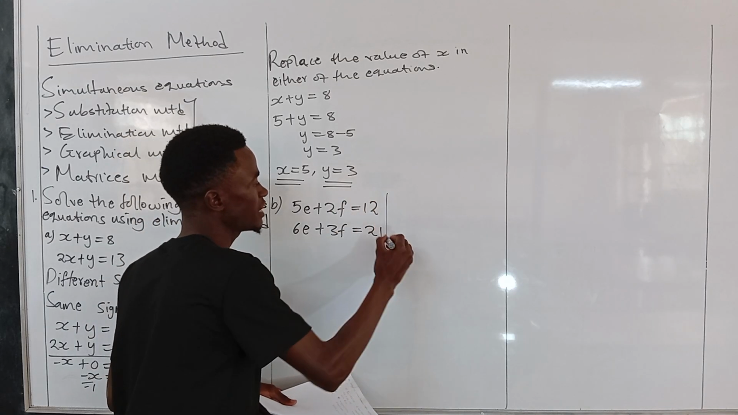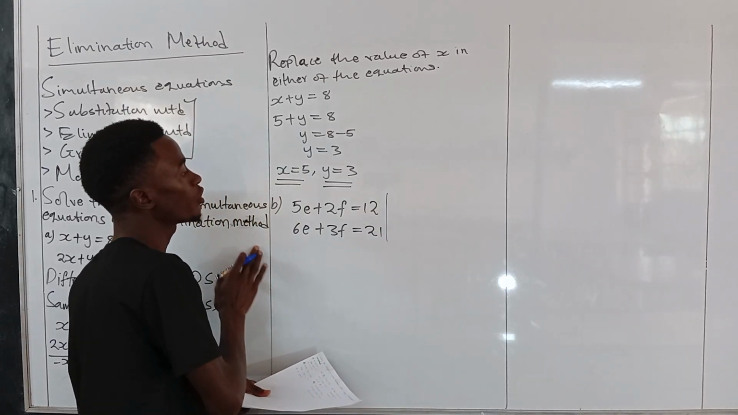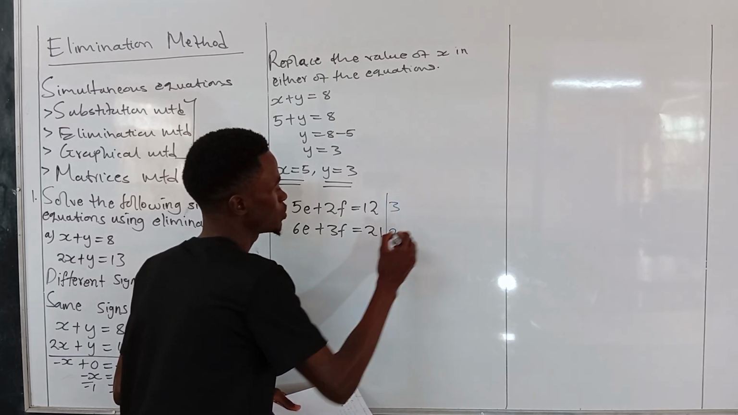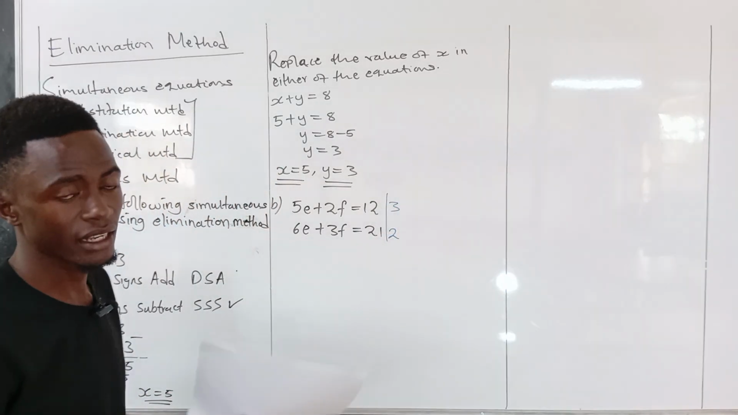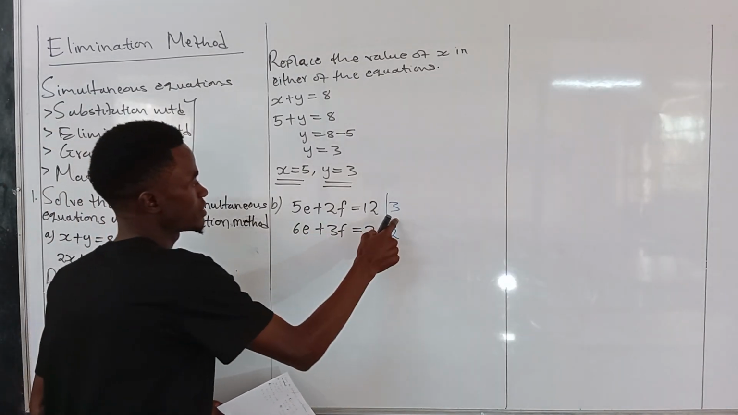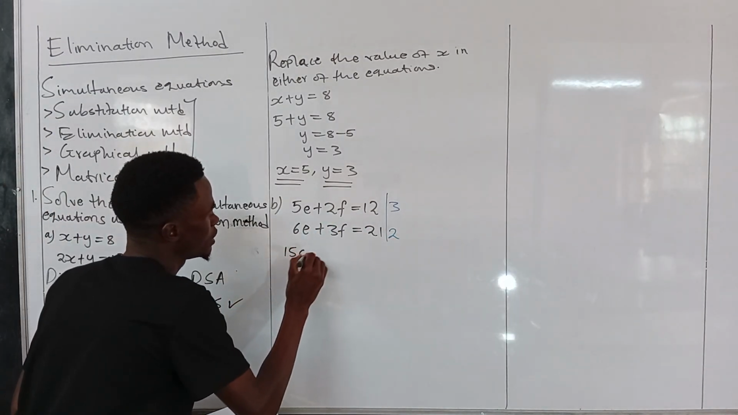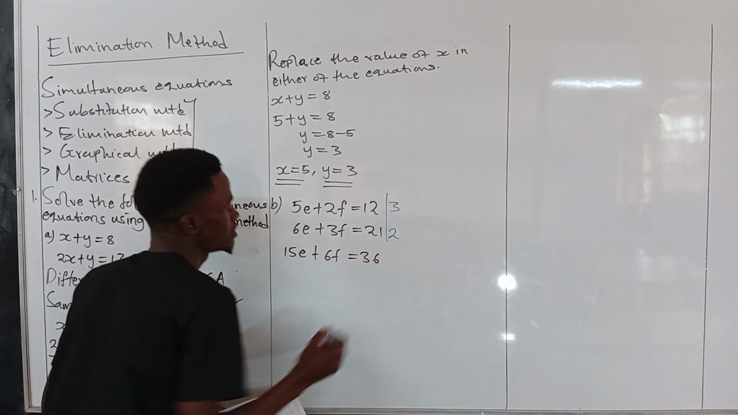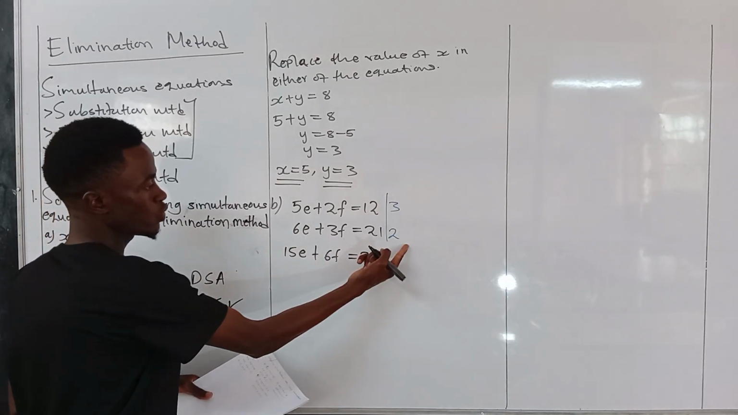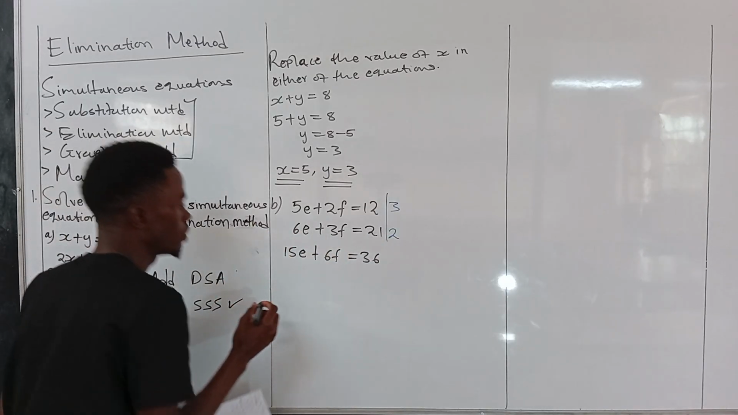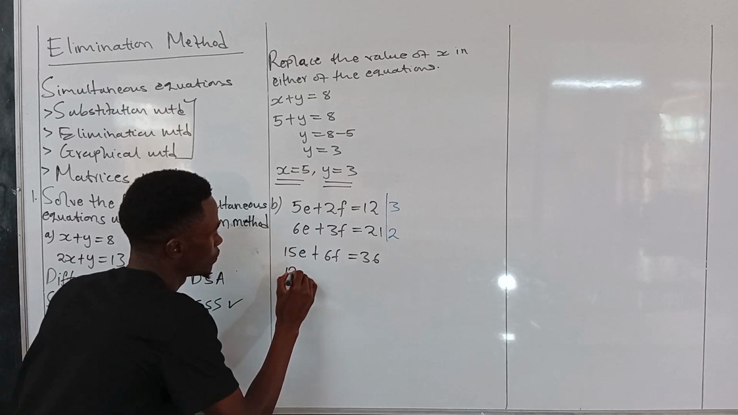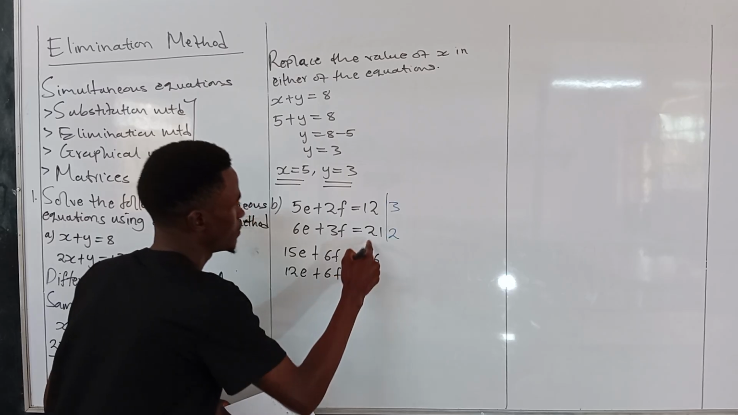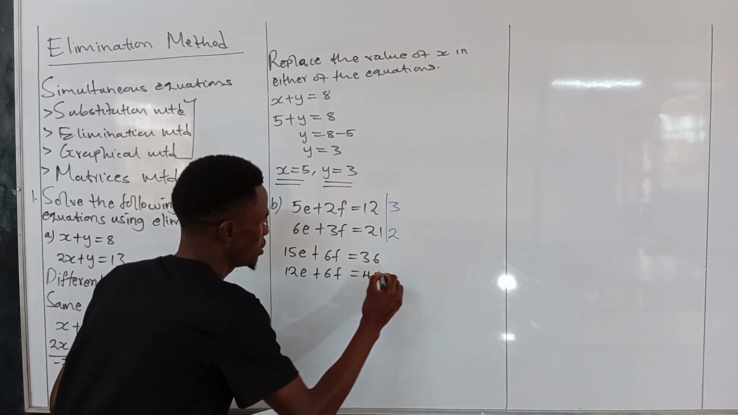So when we multiply, that number is going to affect every term in the equation. So we multiply by 3 here, and we multiply by 2 there. So the next thing is redefining our equations. 5 times 3 is going to give us 15e plus 6f is equal to 36. The next thing, these two affect all the terms on the second equation. We have 12e plus 6f, and 21 times 2 is going to give us 42.